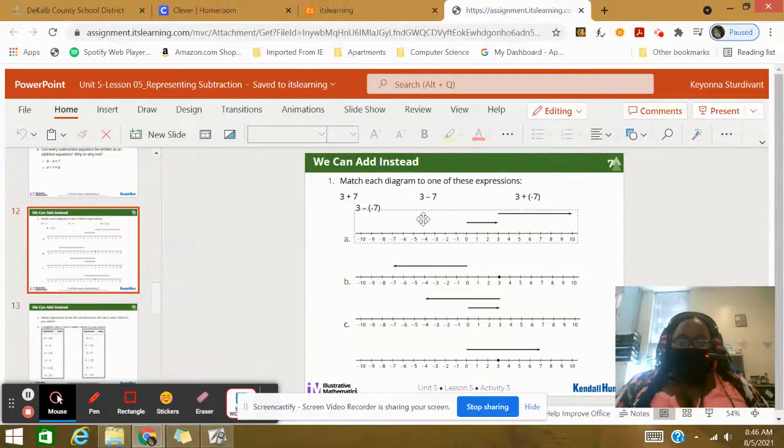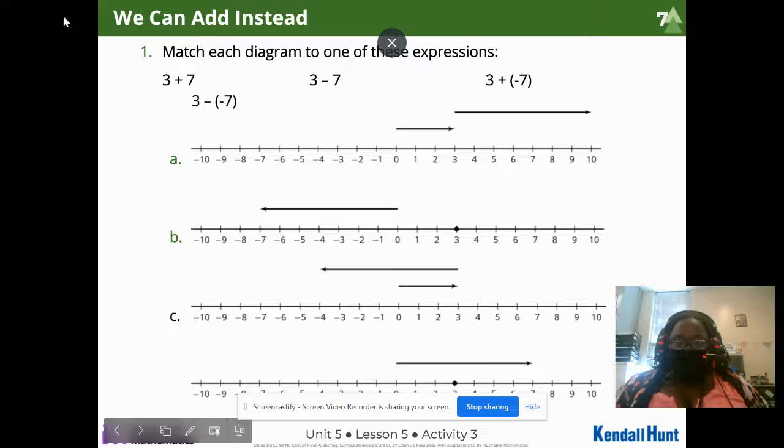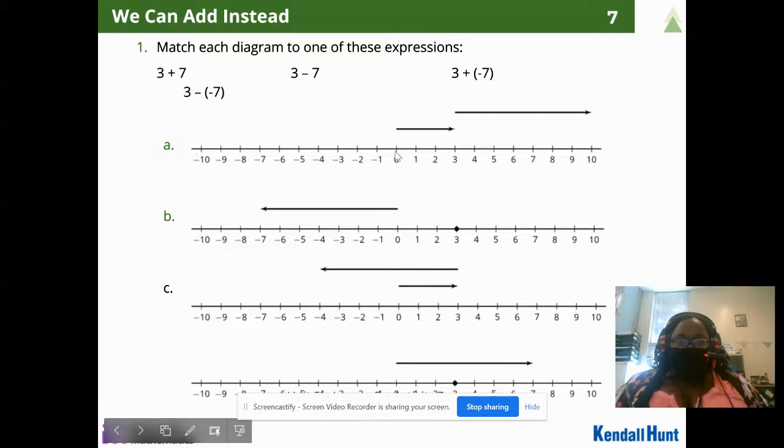Okay, they gave us a bunch of sets of number lines here, guys. I'm going to go ahead and blow this up just in case the packet is hard to see. So on this one, they're asking you to match up the expressions with each number line. And it should be D here, but it's missing. Okay. So we got 3 plus 7, 3 minus a negative 7, 3 minus 7, and then 3 plus a negative 7. They want you to match each of the expressions with each number line, which is pretty straightforward here.